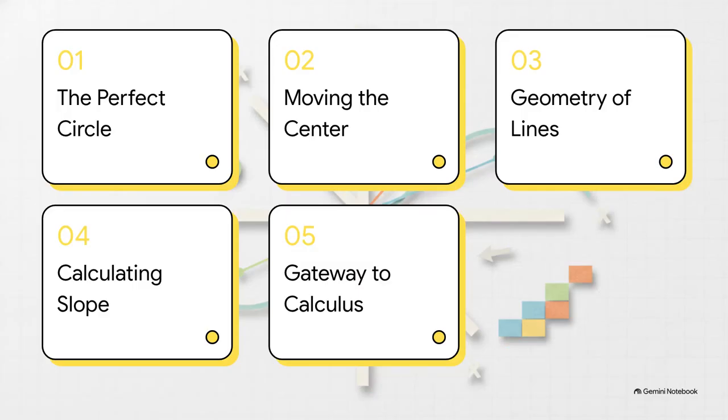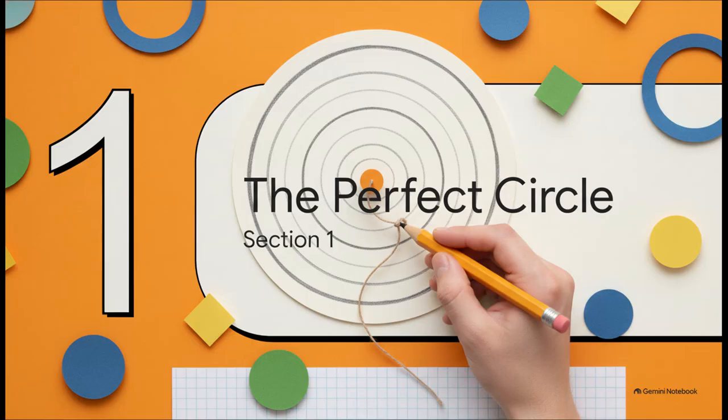So here's our roadmap for today. We're going to hit 1. Defining the perfect circle. 2. Moving the circle's center. 3. The geometry of lines. 4. Calculating the slope. And finally, 5. The gateway to calculus.